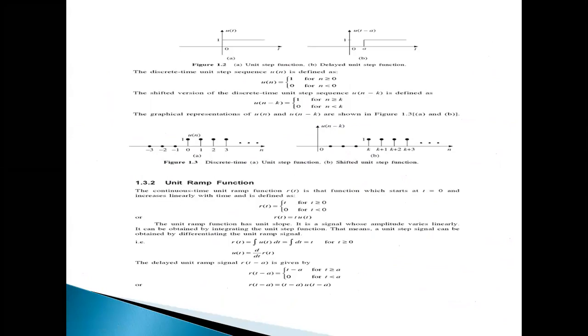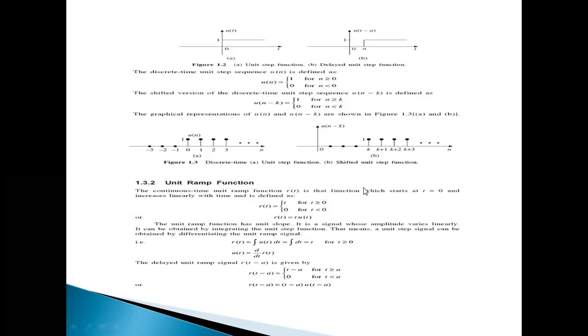When t is 0, r of t is also 0. When t is 1, r of t is also 1. When t is 2, r of t is equal to 2. As the time increases, r of t correspondingly increases. We can say it is a linear function.